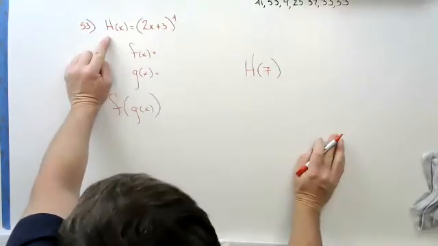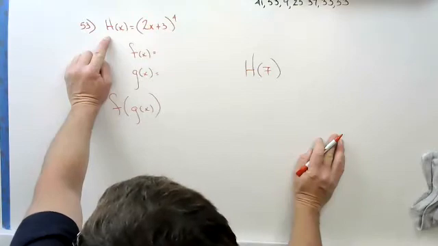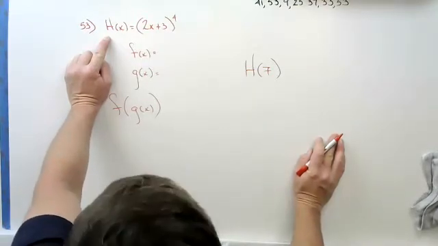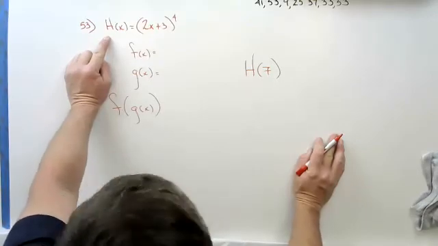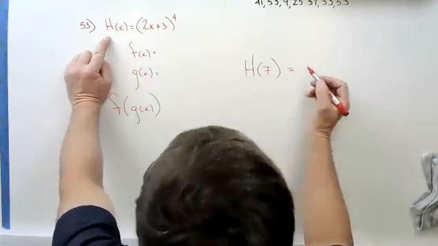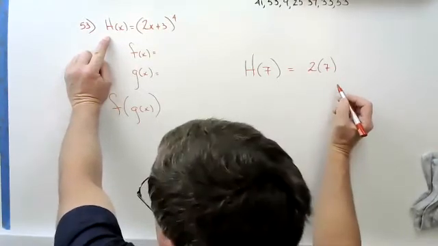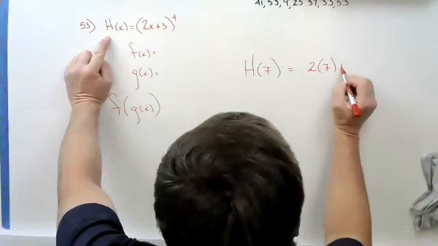Okay, I'm gonna find h of 7. And then you ask yourself, what am I gonna do? Right? What am I gonna do? Because we're all very good at finding h of 7. We all know what we're gonna do. We're gonna put a 7 right there. And then we're gonna add 3.